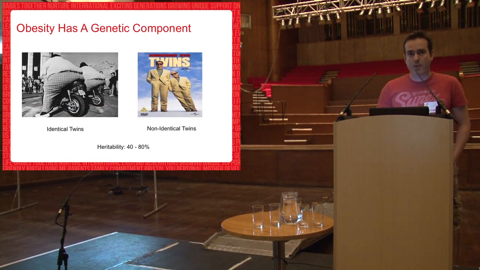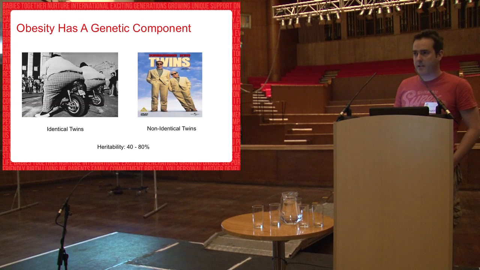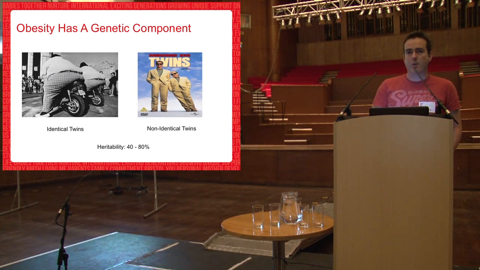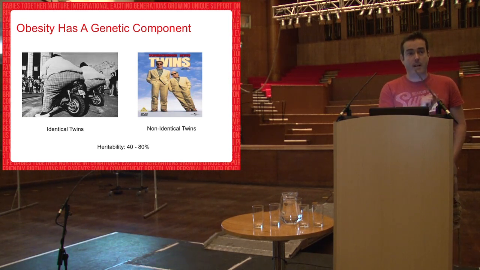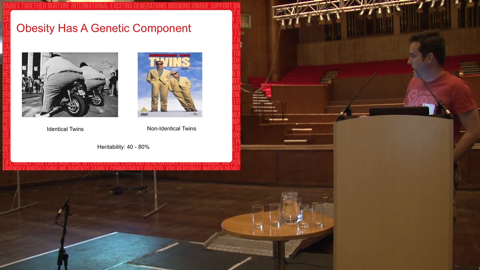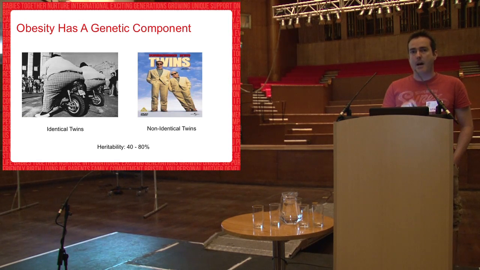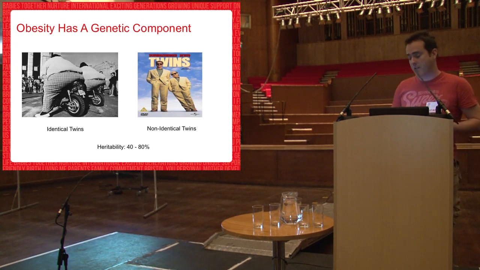How do we know that obesity has a genetic component? Well, what we can do is we can look at twins. Obviously there are identical twins. These are twins that share all their genes in common. They're genetically identical. And we can compare those twins to non-identical twins, which only share about half their genes on average. So they're just like ordinary brothers or sisters.